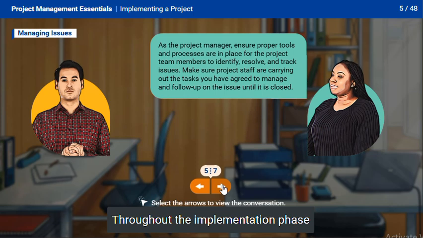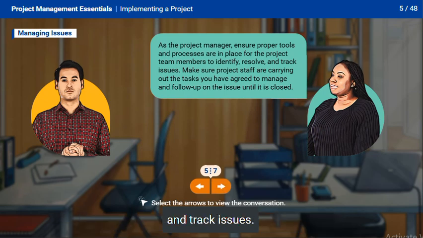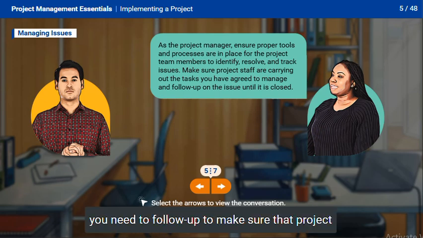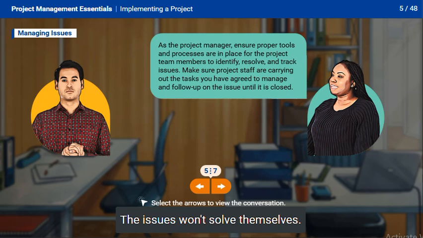Throughout the implementation phase as the project manager, you need to ensure that proper tools and processes are in place for the project team members to identify, resolve, and track issues. Most importantly, you need to follow up to make sure that project staff are managing the issues. The issues won't solve themselves.